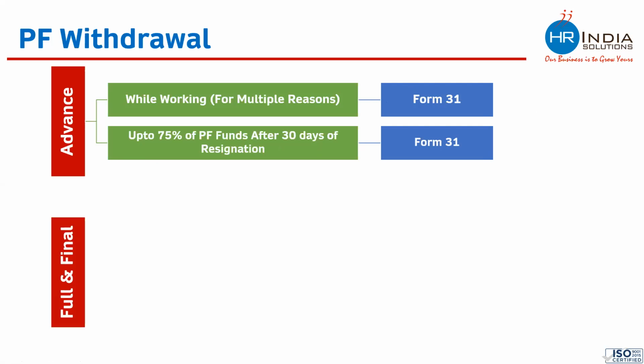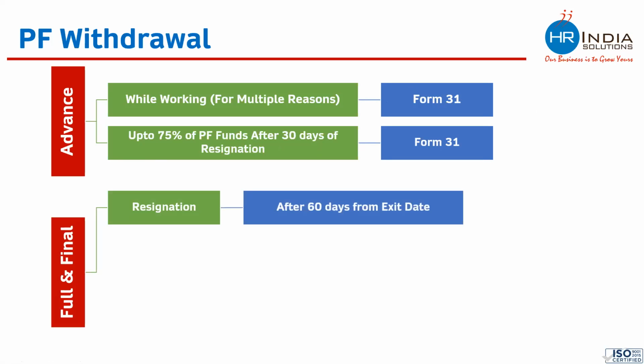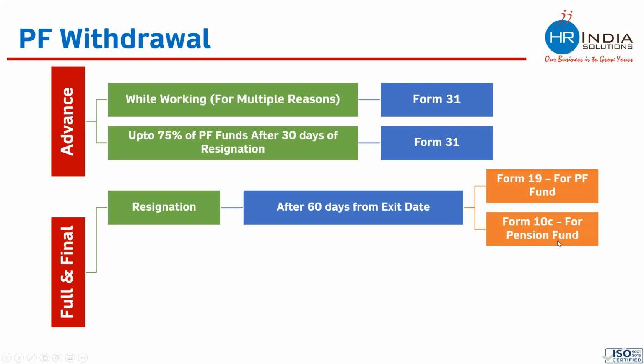Now, the second case is full and final settlement. Full and final settlement is the case where you are withdrawing the entire PF and the entire pension fund from your EPF account, right? And there are three cases when you can do the full and final settlement of your PF account. First is resignation: if you resigned and after the resignation, after the 60 days also, you have not got any other job, in that case also, you can withdraw the entire PF fund from your EPFO account, right? By filling form 19 for the PF fund and form 10C for the pension fund. By filling form 19, you can withdraw the entire PF amount with whatever interest is accumulated in your account. And by filling form 10C, you can withdraw the pension fund also.